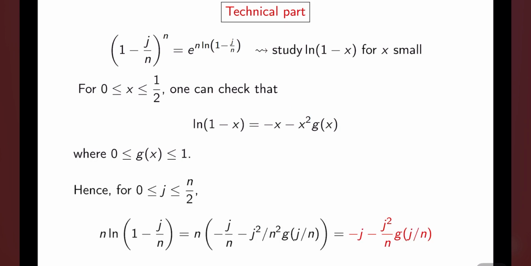So when j is between 0 and n/2, n log(1 - j/n) is this sum that I wrote here: n times (-j/n - j^2/n^2 g(j/n)), and I just get -j minus a certain term which I will want to get rid of at some point.